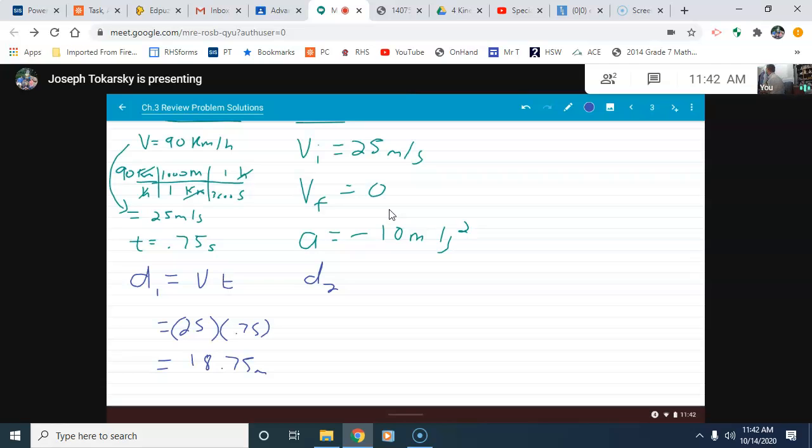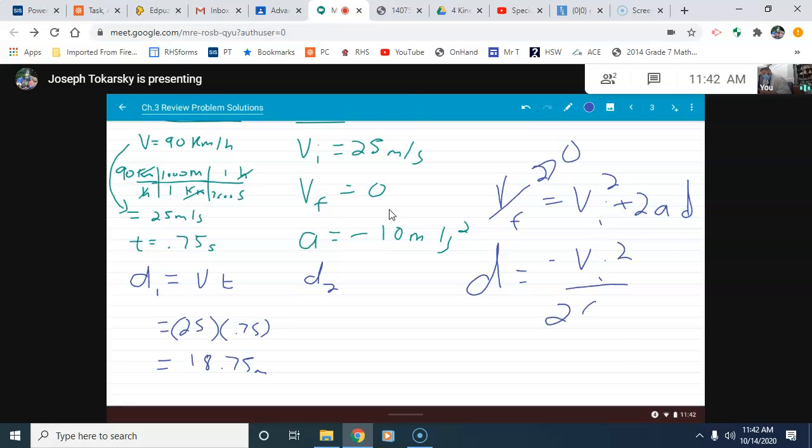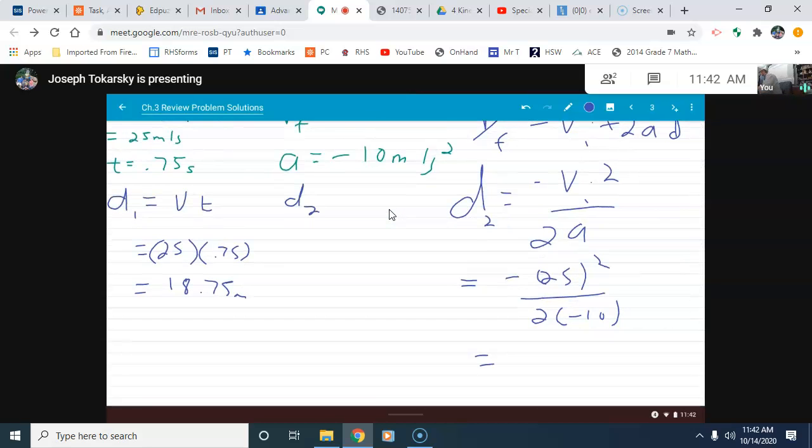All right, so if you think right now, we're kind of getting close to in trouble because 18.75 is almost halfway there. We still got to find the other one. VF squared equals VI squared plus 2AD. VF is 0. D equals negative VI squared over 2A. Plug in those numbers. And the D for the second half, the actual stopping portion, is going to be 25 squared over 2 times negative 10, right? We run those numbers, 25 squared, essentially divided by 20, because the negatives cancel. We get 31.25 meters as D2.